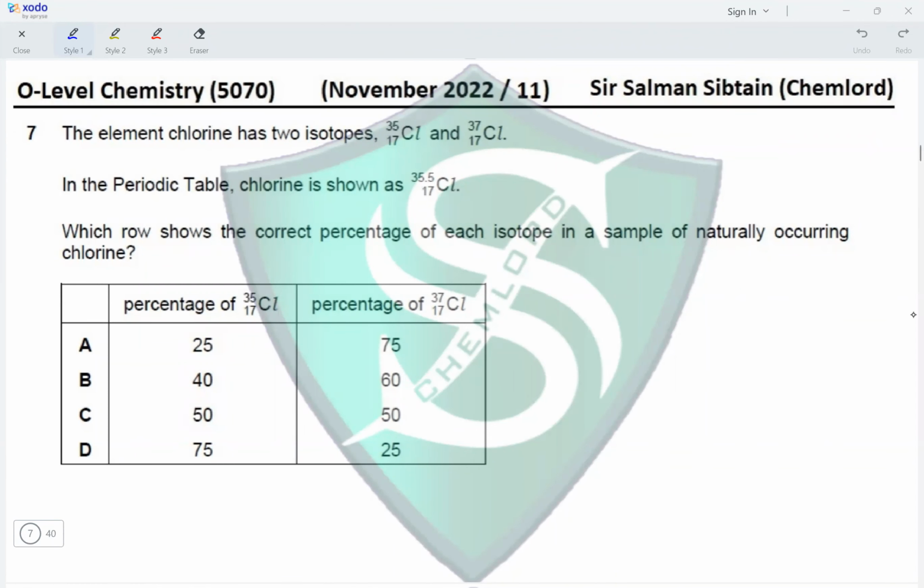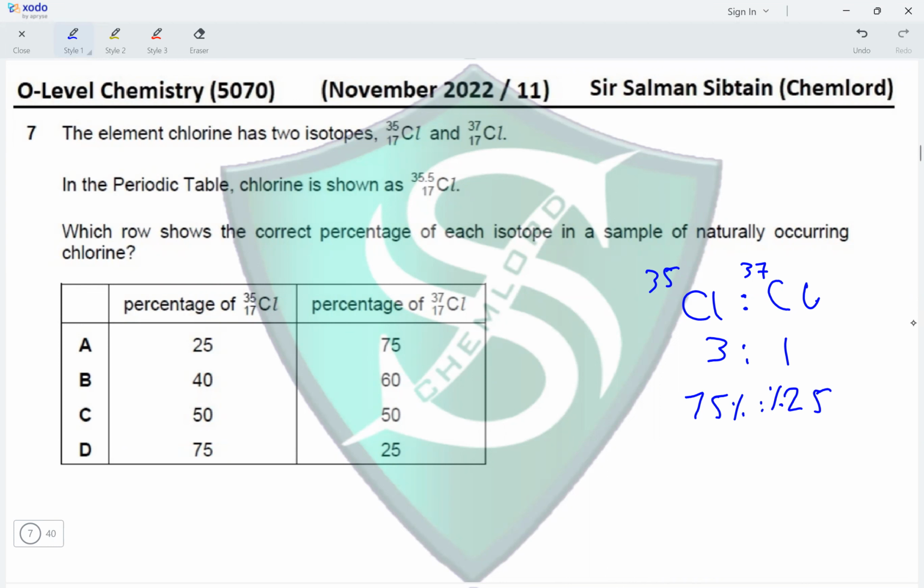Question 7. The element chlorine has two isotopes, Cl35 and Cl37. In the periodic table, chlorine is shown as Cl with the mass of 35.5 and a proton number of 17. Which row shows the correct percentage of each isotope in a sample of naturally occurring chlorine? So we need to remember that Cl35 to Cl37 exists in a ratio of 3:1, which means 75% of a naturally occurring sample contains the isotope Cl35 and 25% of the sample contains the isotope Cl37.